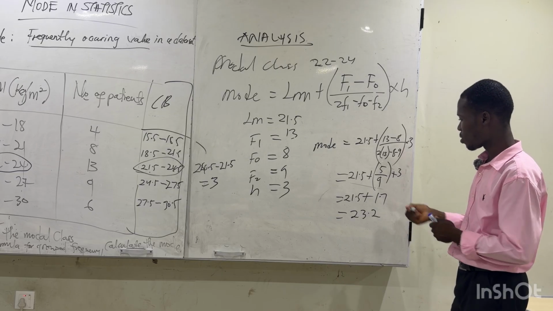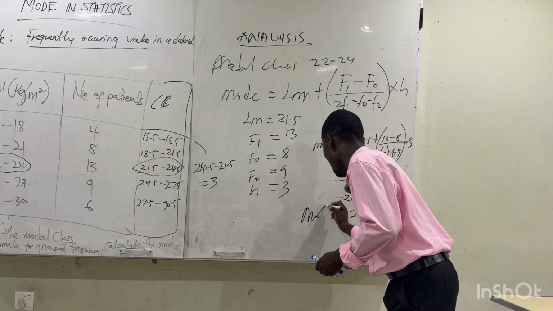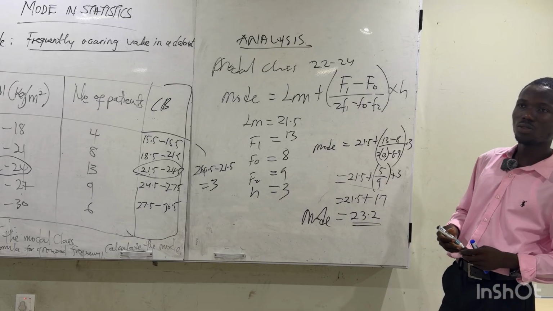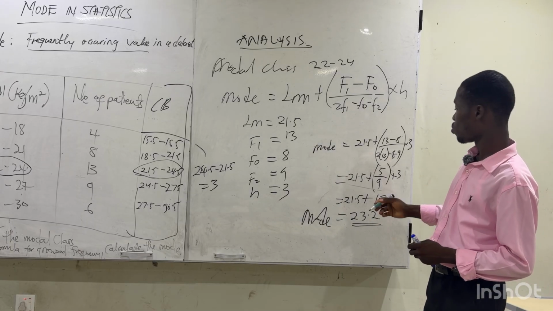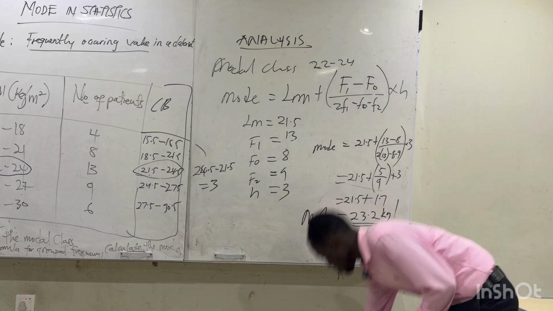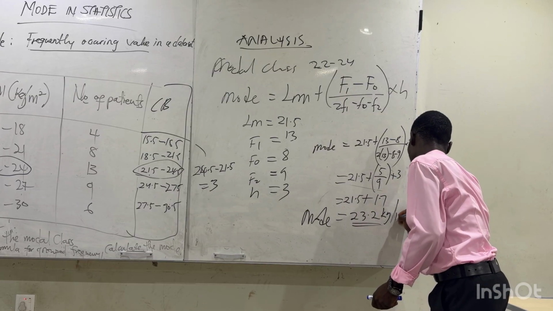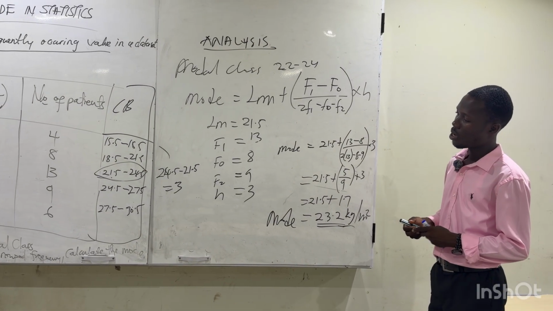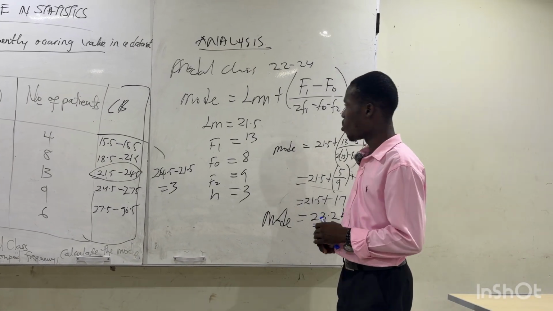Okay. All right. So that means that our mode is what? 23 point 2 what? And then the unit of BMI is what? Okay, kilogram per what? Meter square. So this brings us to the answer for mode.